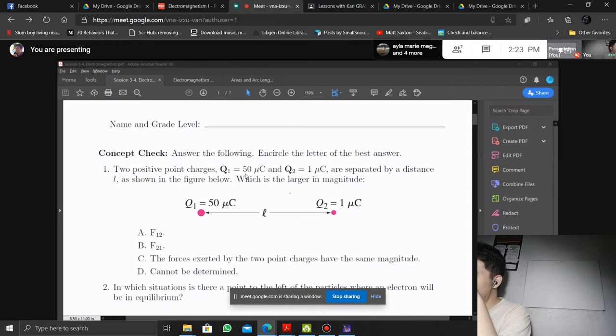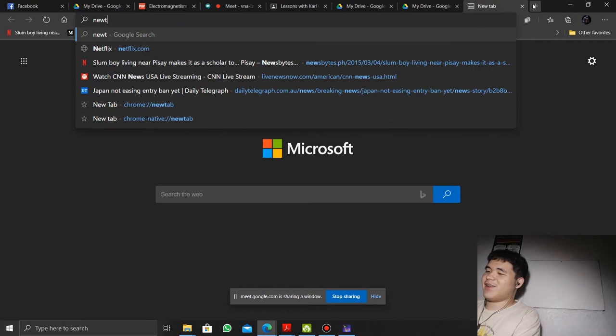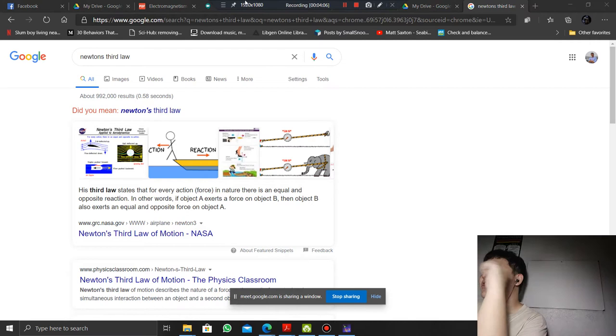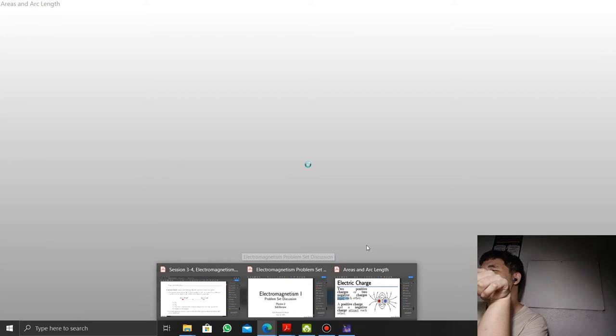They have the same magnitude. They have the same magnitude, tama. Kasi, by Newton's third law, a force... Sorry, I don't memorize the exact wording, ano? For every action, there is an equal and opposite reaction. So, if object A, if itong charge exerts a force on the other charge, the other charge would also exert the same magnitude of force. Okay? Sige.